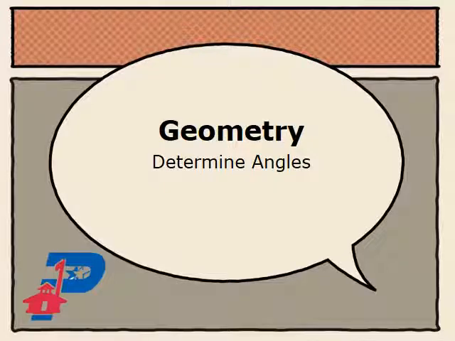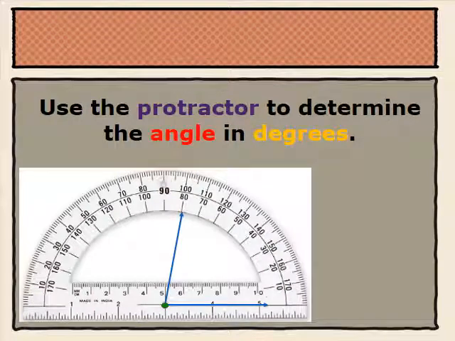Today, we'll be determining the approximate measures of angles in degrees to the nearest whole number using a protractor. We will use a protractor to determine the angle in degrees. Here, we have our protractor, our tool used to measure angles.